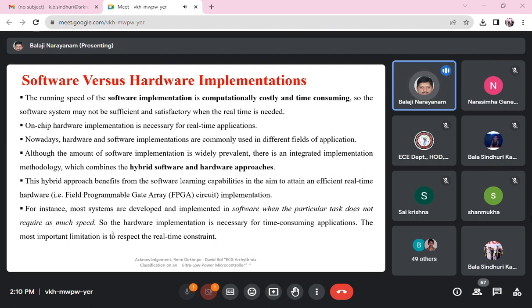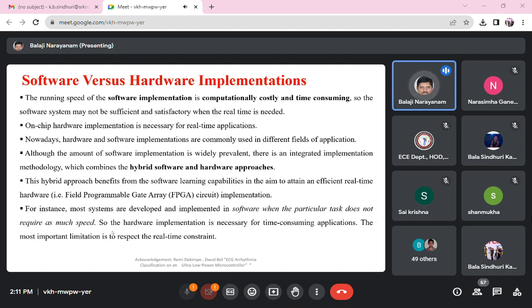Just whatever we have discussed, you can observe that the running speed of the software implementation is computationally costly and time consuming. So the software system may not be sufficient and satisfactory when the real-time application is needed. So on-chip hardware implementation is necessary for real-time applications. So nowadays, what people are doing is, hardware and software implementation are commonly used in different fields of applications. So we use a combination of both software and hardware.